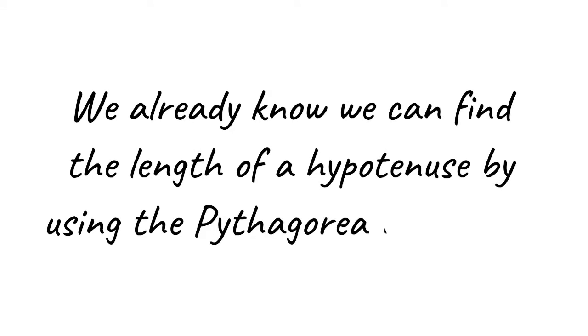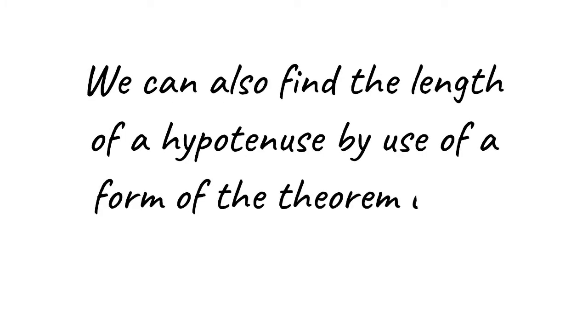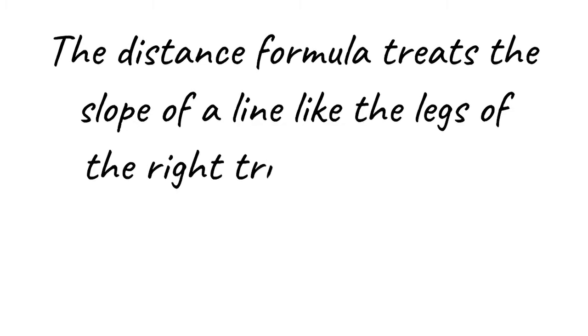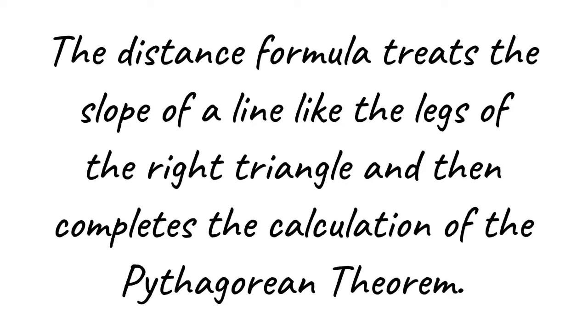We already know we can find the length of a hypotenuse by using the Pythagorean theorem. We can also find the length of a hypotenuse by use of a form of the theorem called the distance formula. The distance formula treats the slope of a line like the legs of the right triangle and then completes the calculation of the Pythagorean theorem.